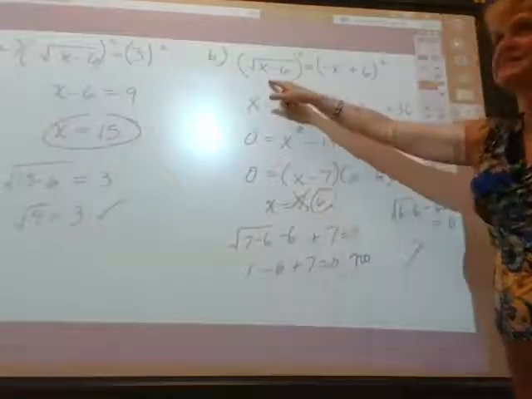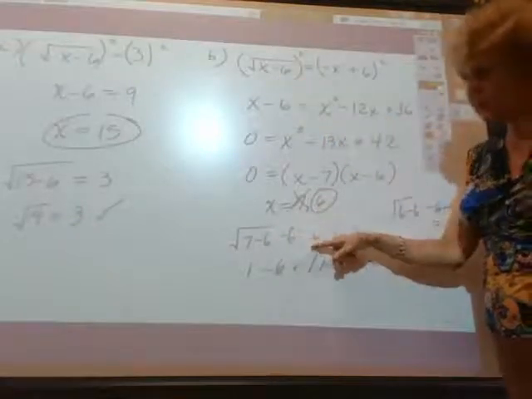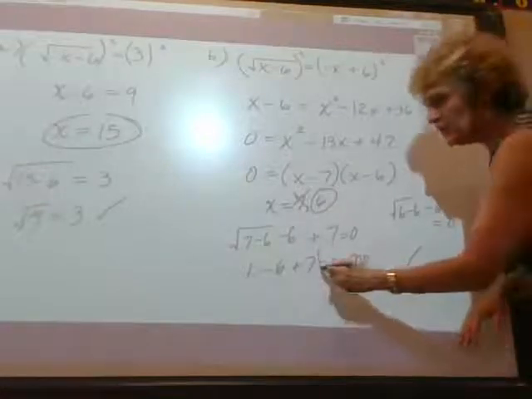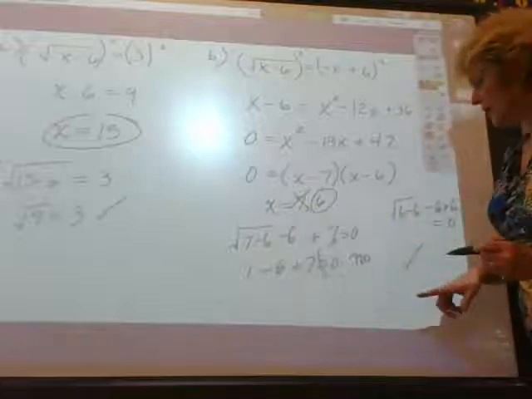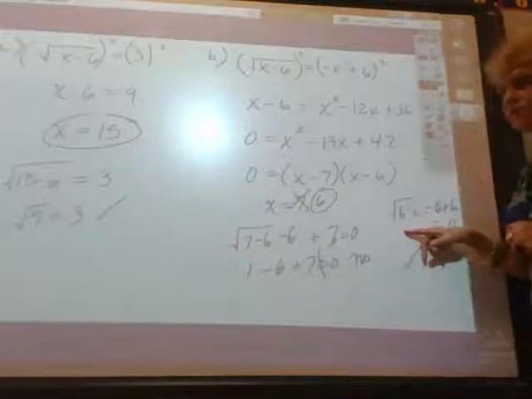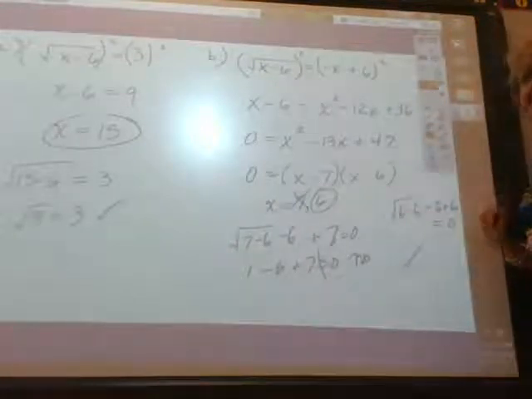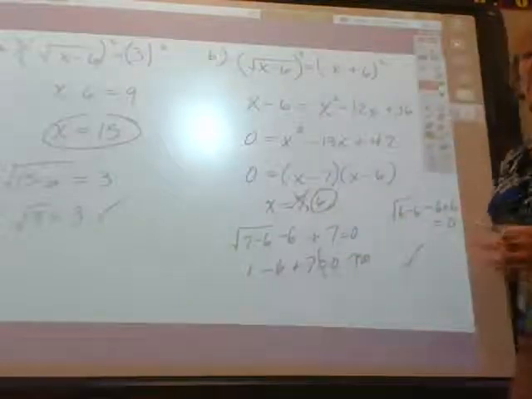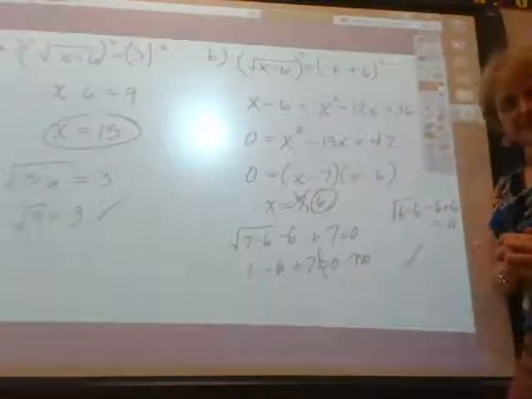When I plugged 7 into the original equation, I did not get a true statement, okay? So 7 was not a solution. When I plugged 6 into the original equation, I did get a true statement. 6 is my solution.